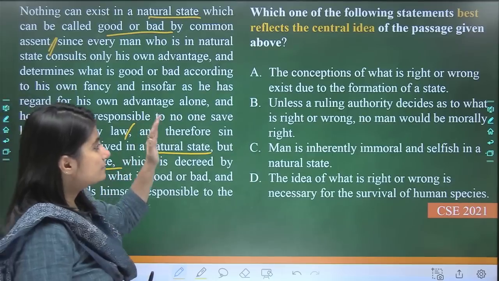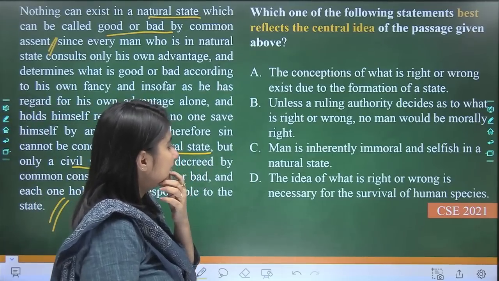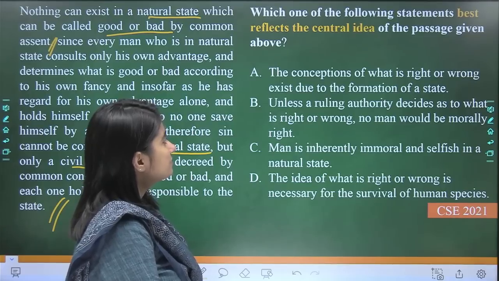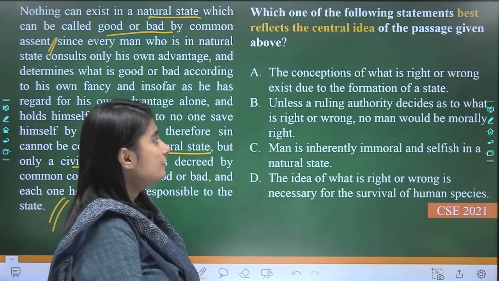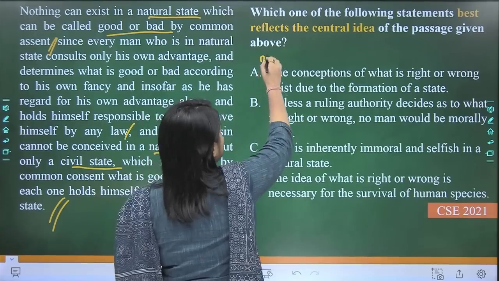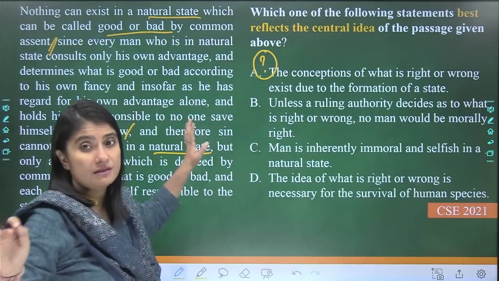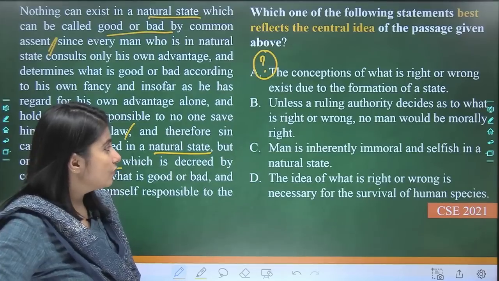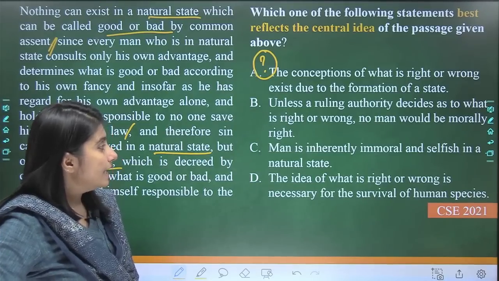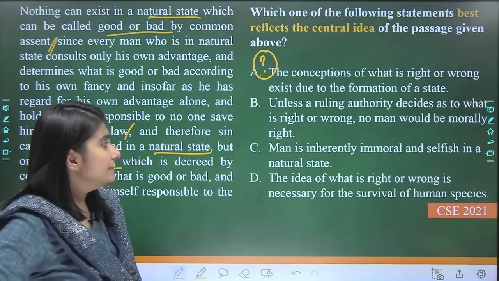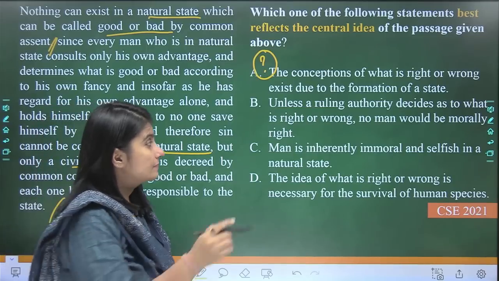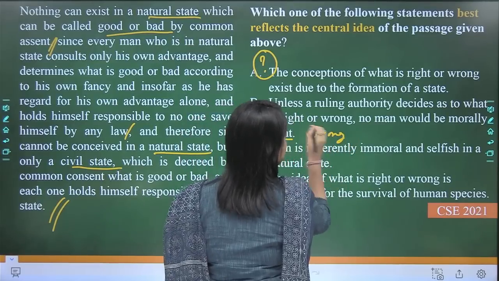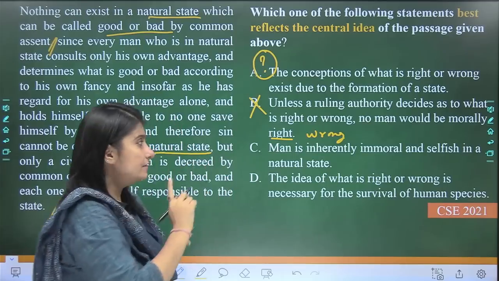Okay, now let us understand this. What is the central idea? That's what we are going to see. The conceptions of what is right or wrong exists due to the formation of the state. Well, put a question mark, seems very true, seems what it is trying to say. Unless a ruling authority decides as to what is right or wrong, no man would be morally right. Here, no man would be morally wrong should be the statement. This is negating the information given here.